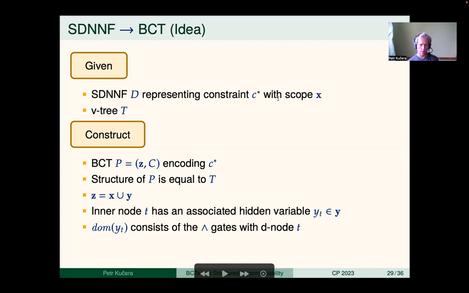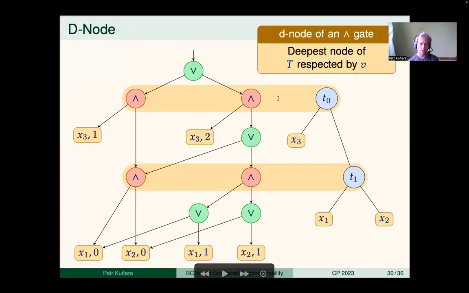So now let's look at what is the D node. D node is the deepest node of the V3 that is respected by the conjunction gate V. So for example, in this case, the top row conjunctions have a D node T0 because there is no deeper node that would be respected by these two. And the bottom row conjunctions are respected only by T1, so that's also the deepest node and the D node.